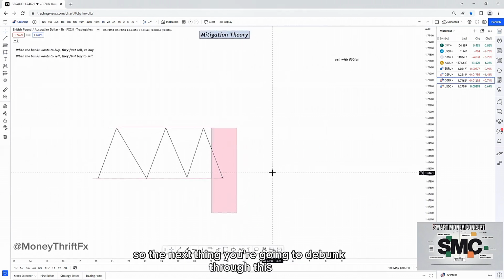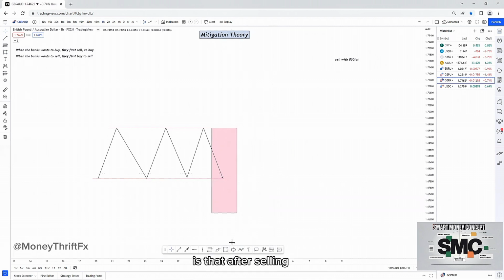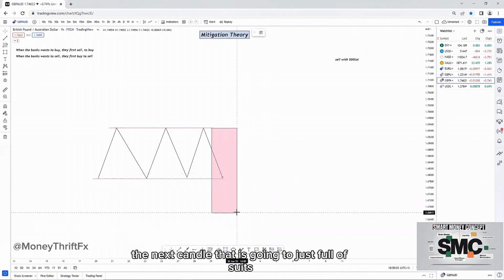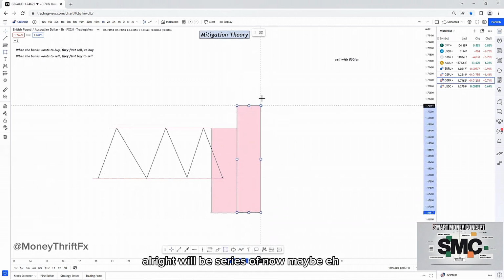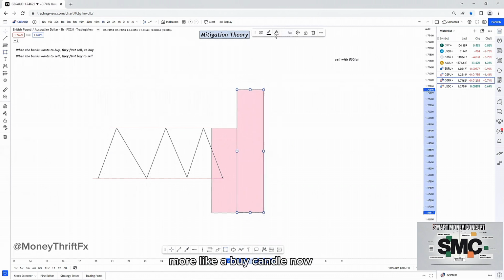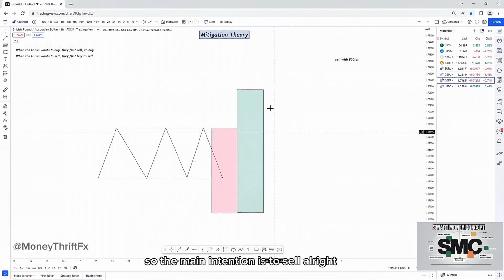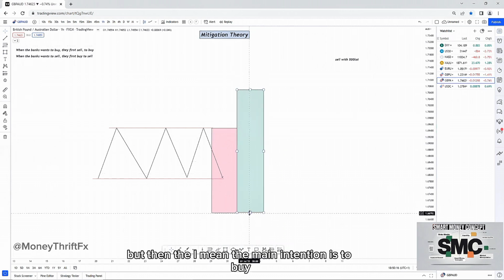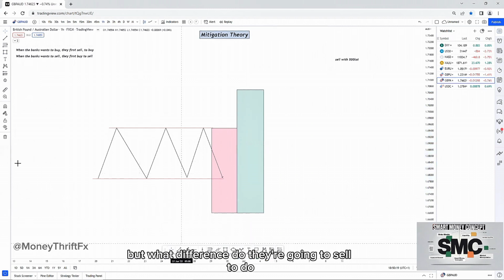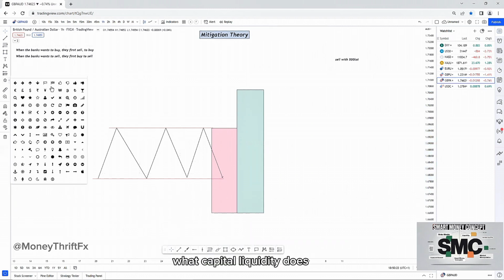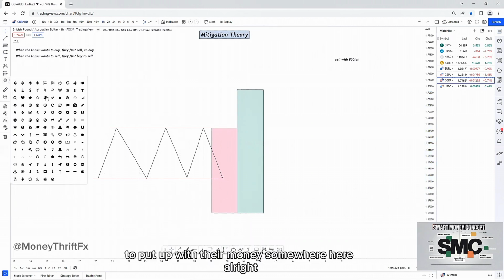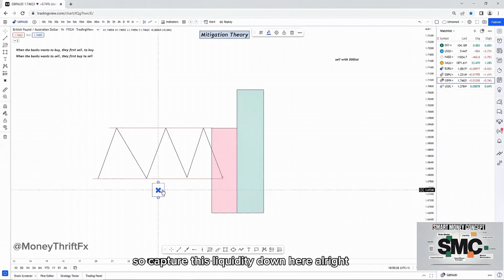The next thing you're going to see the banks do is that after selling, the next candles that follow suit will be a series of buy candles. So let me use the green color for this. Their main intention is to buy, but what do they first do? They sell, to do what? Capture liquidity, that's people that put their money somewhere here. So capture this liquidity down here.